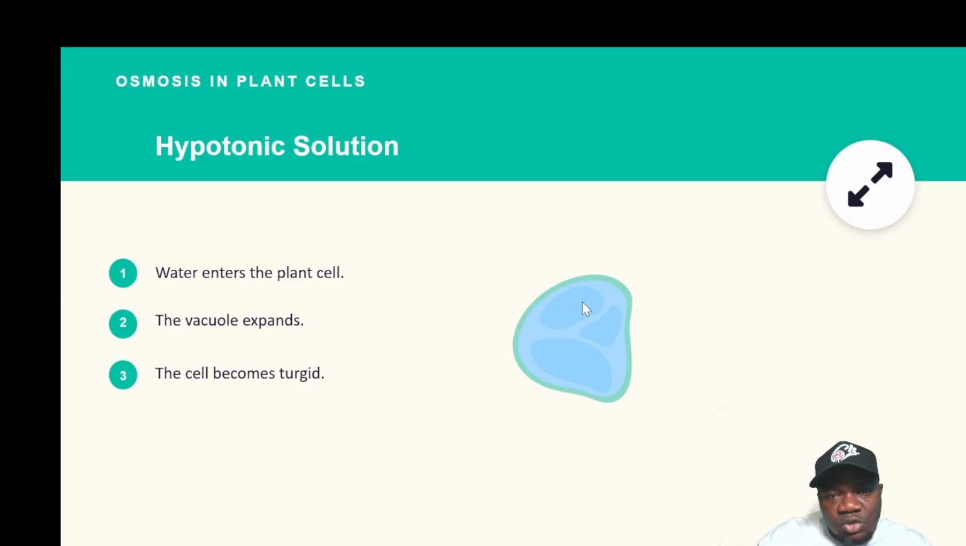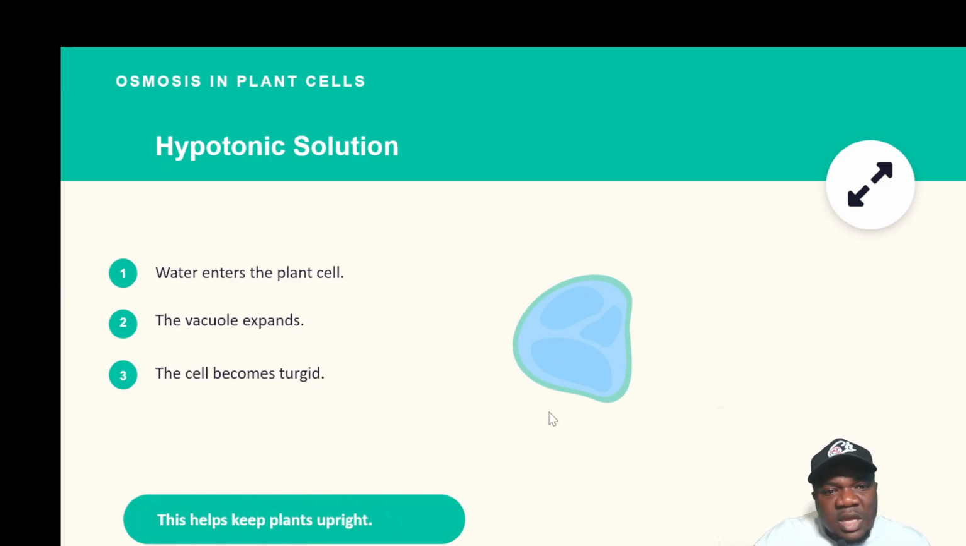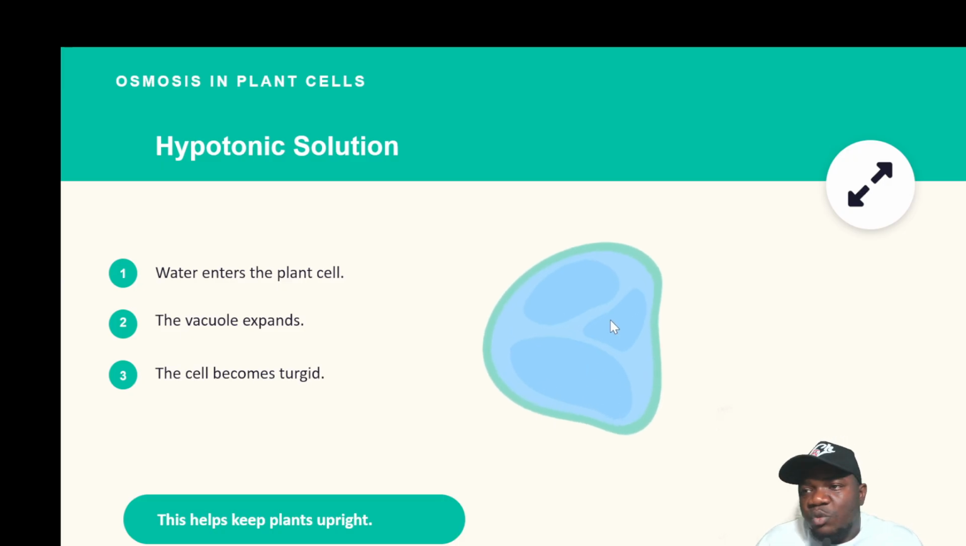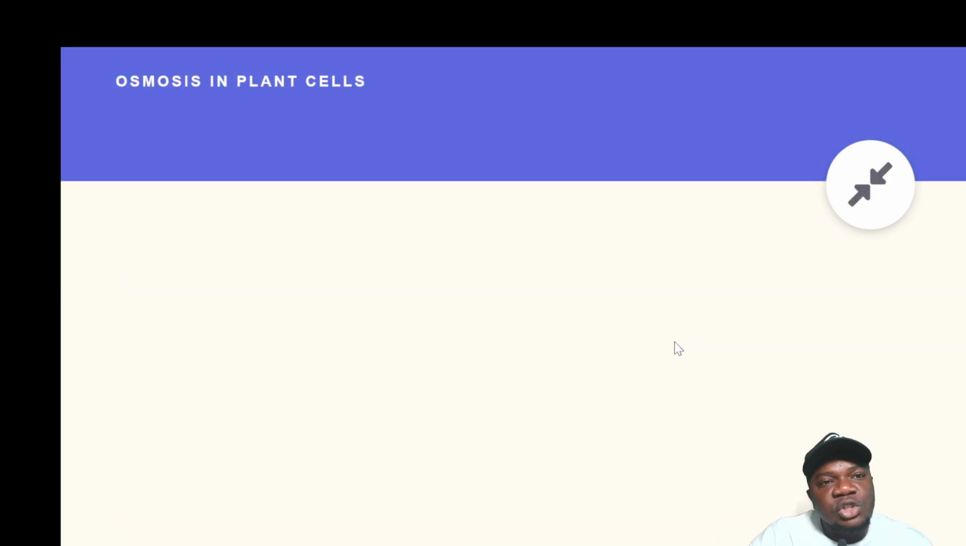So once water enters the cell, what happens to the cells? It becomes turgid. So it's swollen like this. And what happens when you get turgid? It helps the plant to keep upright. Okay, the plant tends to become upright and they function properly. That's the effect of hypotonic solution in plant cell.